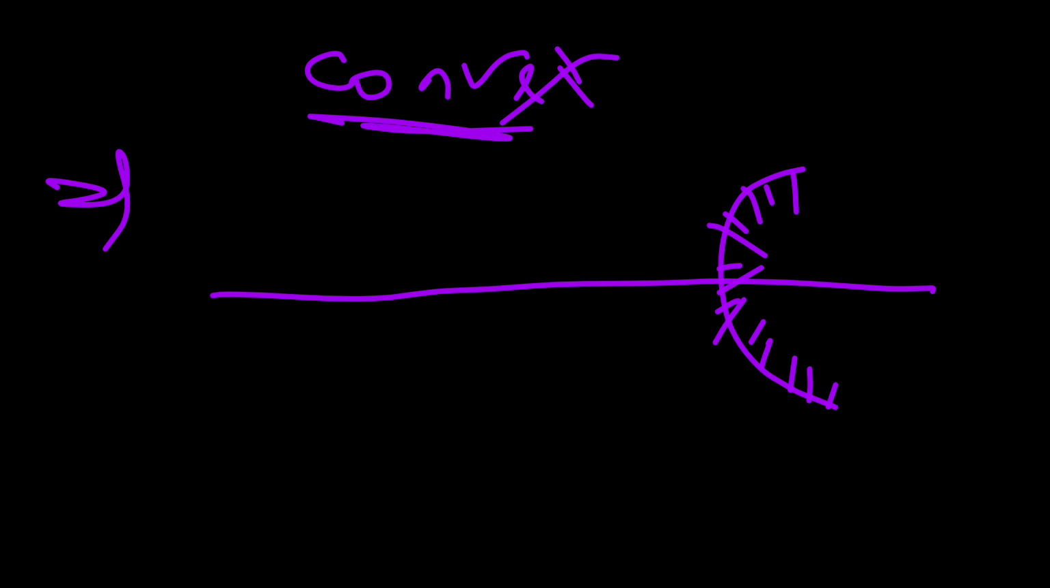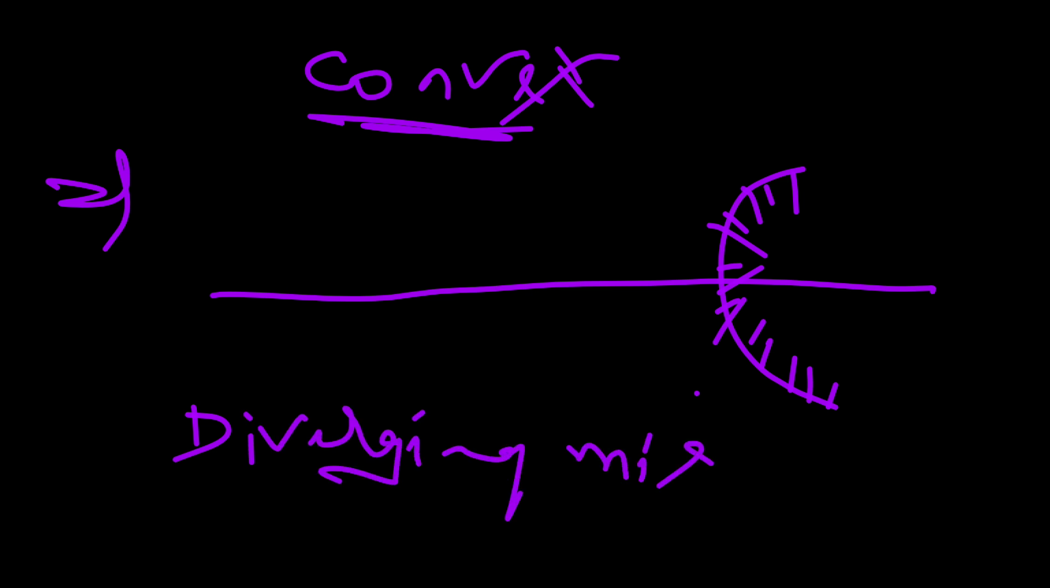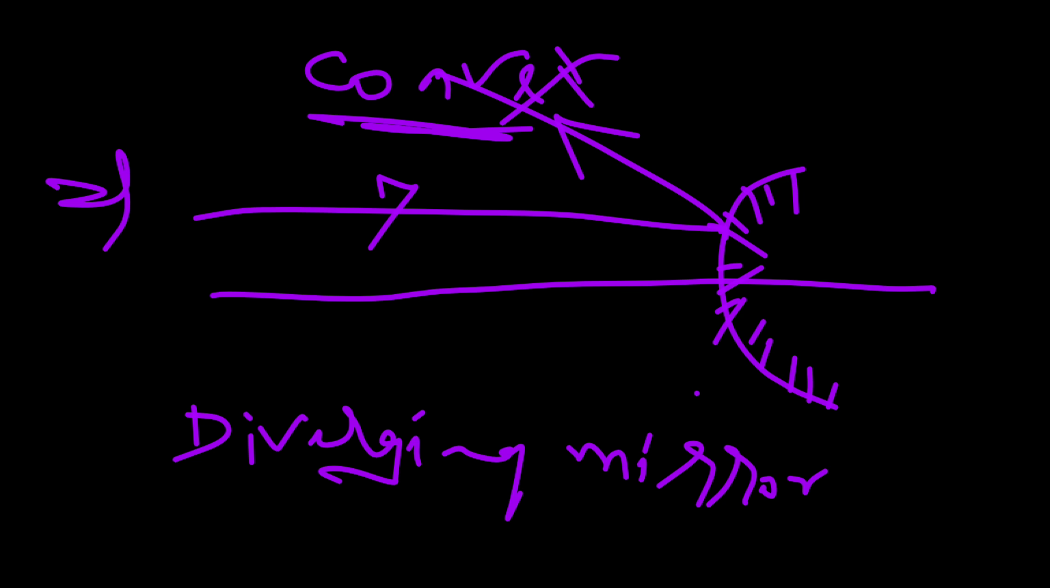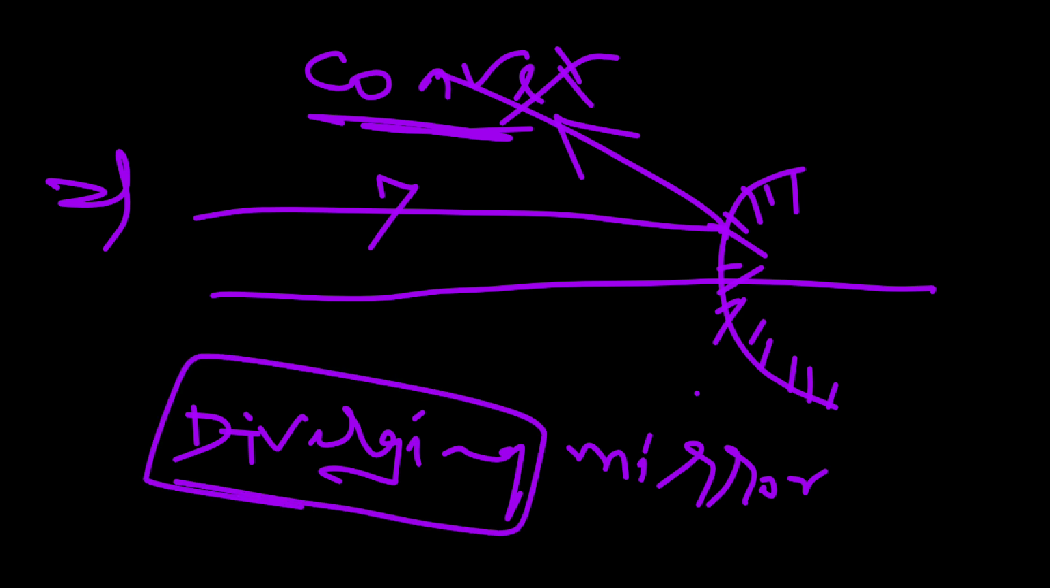This mirror is also called a diverging mirror. Why is this mirror called a diverging mirror? Because after the rays come and strike the mirror, the light ray diverges away. Let me show you now. When a light ray comes and hits the reflecting surface, the light ray diverges away. For that reason, this mirror is called the diverging mirror.